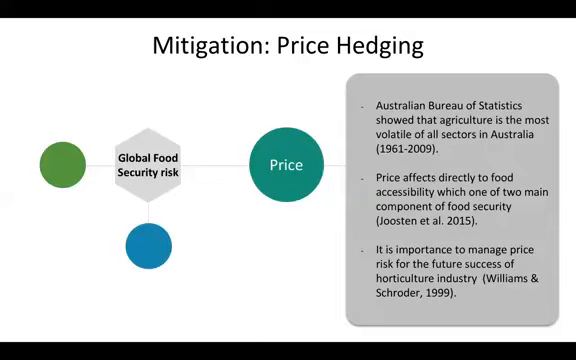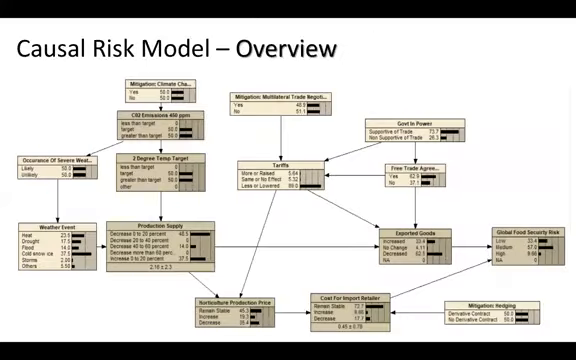To mitigate this risk, price hedging has been chosen as an appropriate strategy. A perfect hedge can protect price levels from market fluctuation and maintain stability. When pulling together all of our research, we developed a Bayesian network to illustrate a dynamic hypothesis detailing the relationships between these key variables and how these relationships affect the pressure on Australia's food supplies.